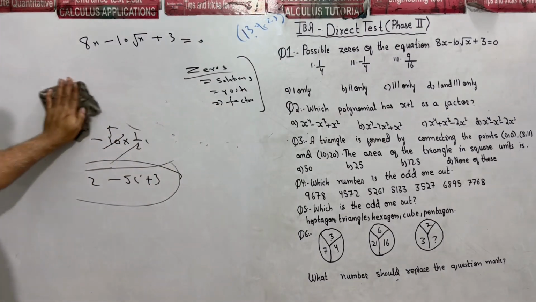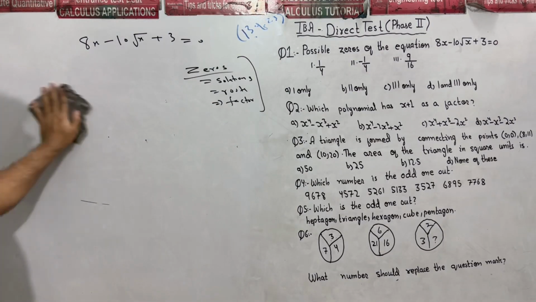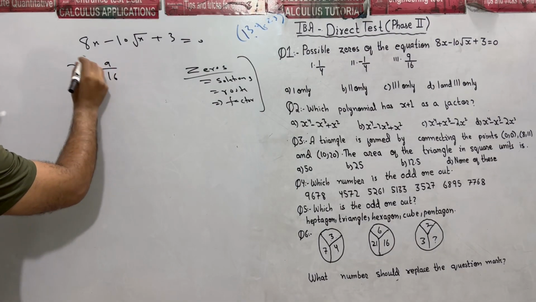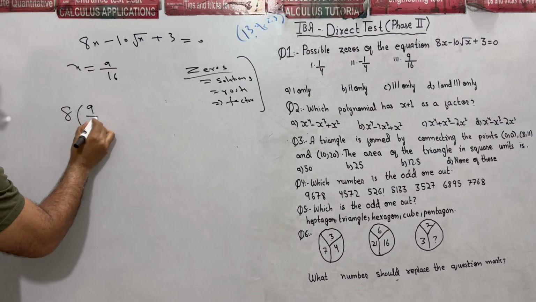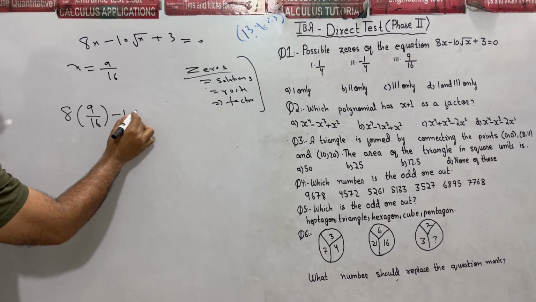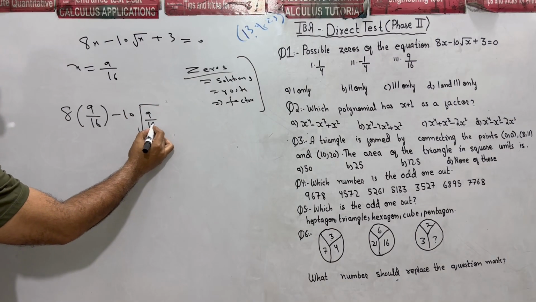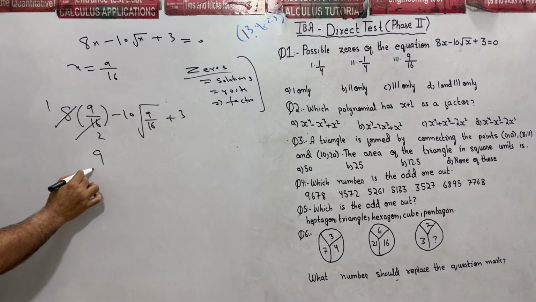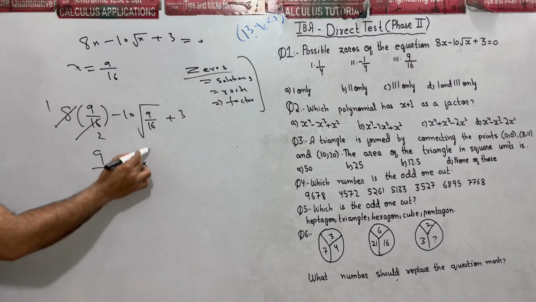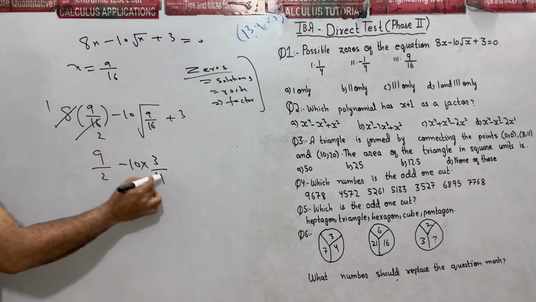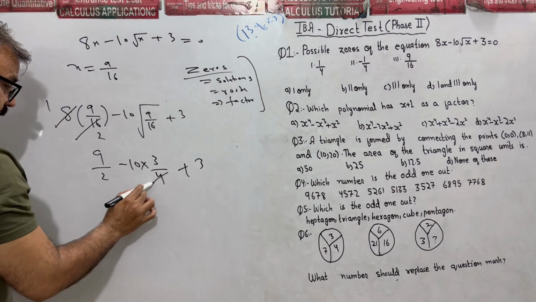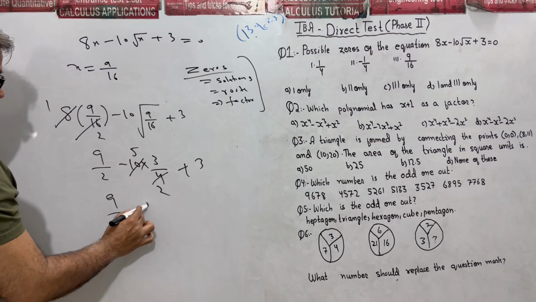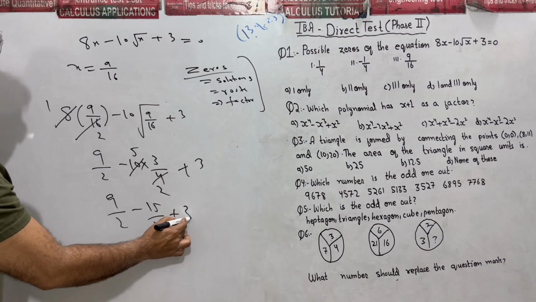Moving further, option number 3. Just put in and verify; it's really very easy. X is 9 over 16. Plug in this value: 8 times 9 over 16 minus 10 times root of 9 over 16 plus 3. It will become 9 over 2 minus 10 times the square root of 9, which is 3, over the square root of 16, which is 4, plus 3. Applying the table of 2, 5 times, it will become 9 over 2 minus 15 over 2 plus 3.